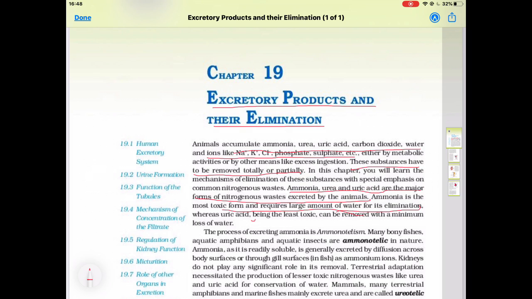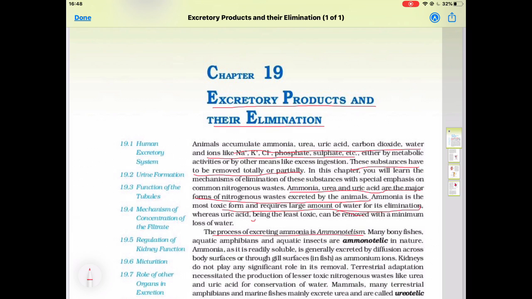loss of water. Ammonia mainly is excreted by the fish because they are present in water, so they can use a large amount of water for the elimination. And birds and certain reptiles use uric acid to eliminate their waste because they have less water for elimination. The process of excreting ammonia is ammonotelism.